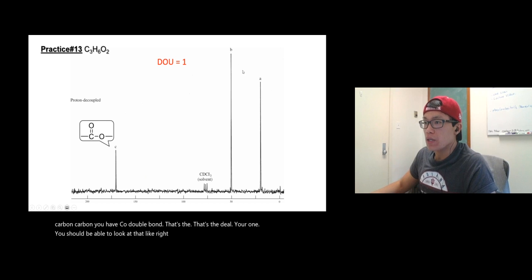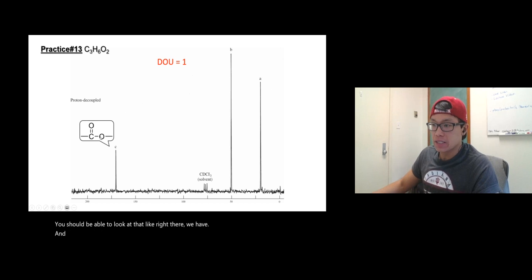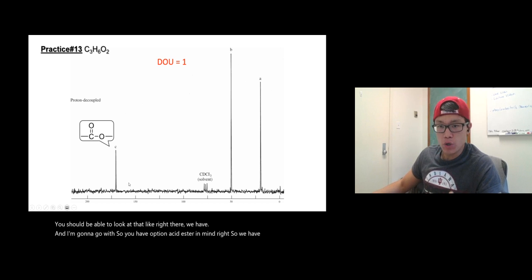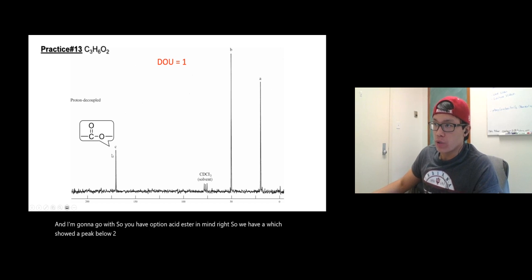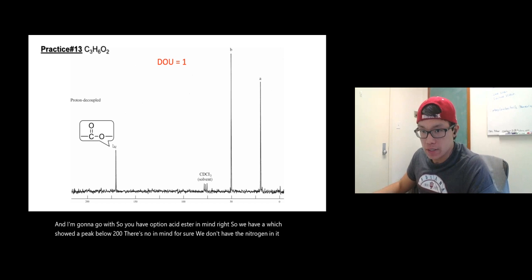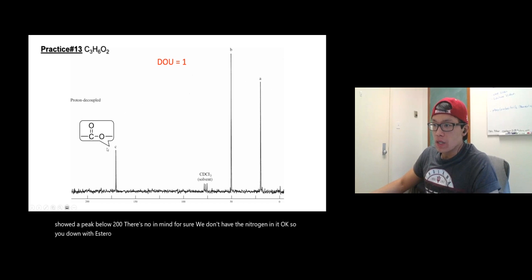So you have the options: acid, ester, amide, right? So we have, which show the peak below 200. There's no amide for sure. We don't have the nitrogen in it. Okay, so you're down to ester or acid. All right. So look at C double bond O and O, look like that.